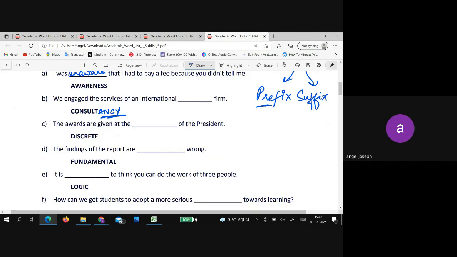So today I have also got another book here. We engaged the services of an international consultancy firm. Change this one, those of you who are writing notes. It's consultancy, not consultation. That's my mistake.